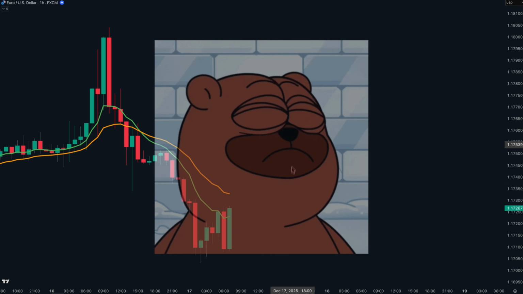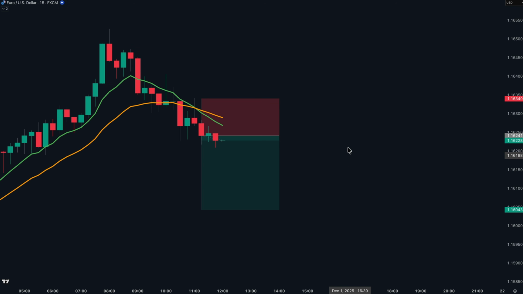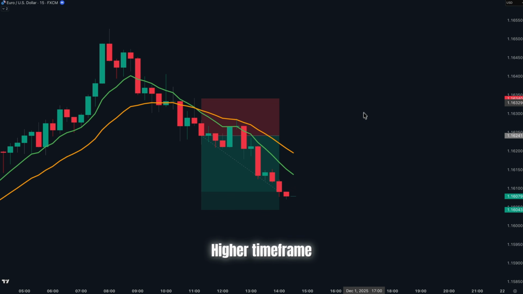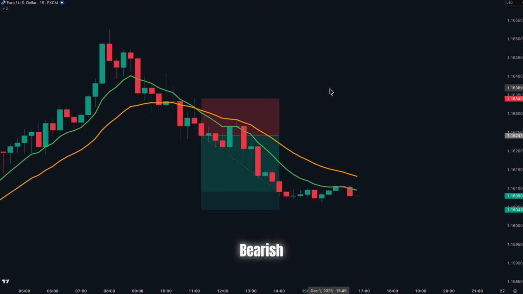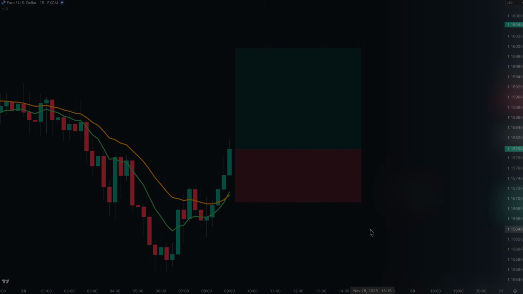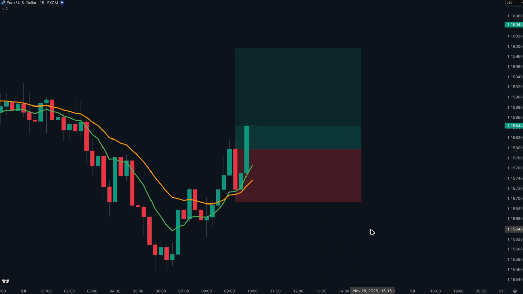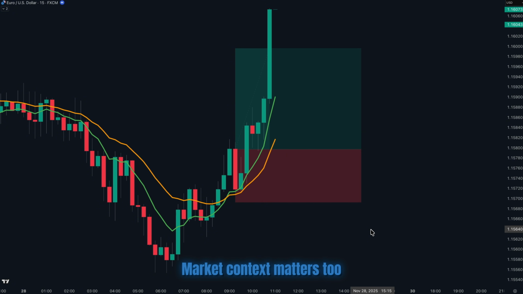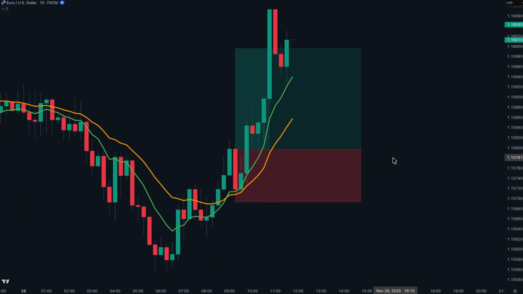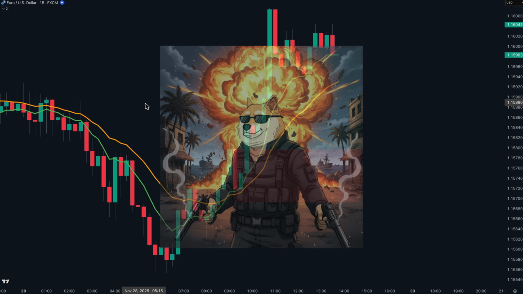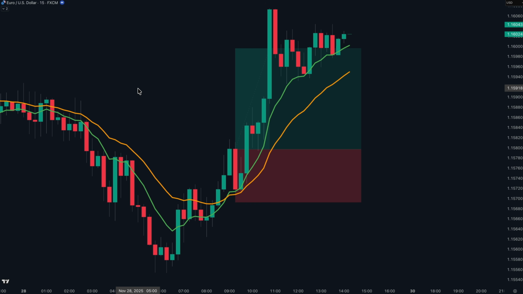You'd be picking up pennies in front of a steamroller. Always trade in the direction of the higher time frame. If the bigger picture is bearish, only take short setups. If it's bullish, only take long setups. This one rule will eliminate more losing trades than any indicator ever could. Market context matters too. If the overall market, whether you're trading indices, crypto, or forex, is moving strongly in one direction, align with it. Don't try to be a hero. Trade with the flow, not against it.